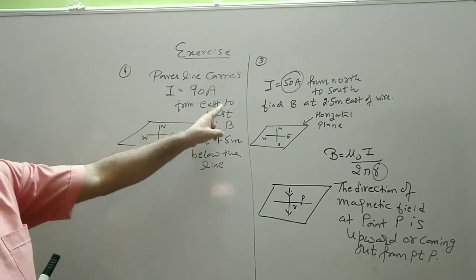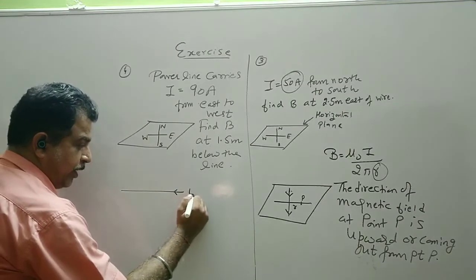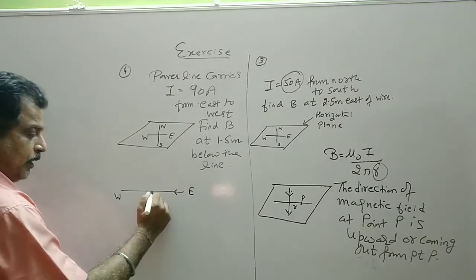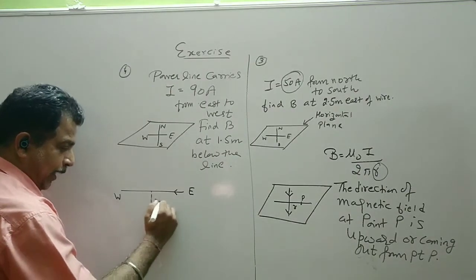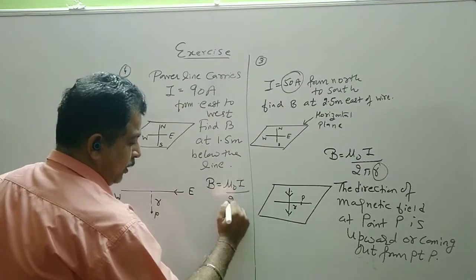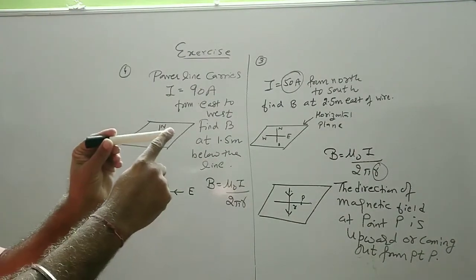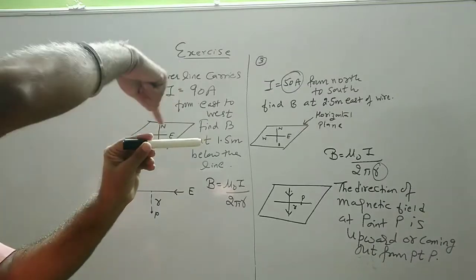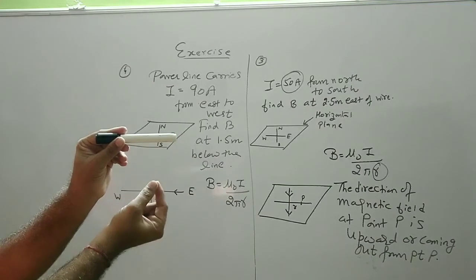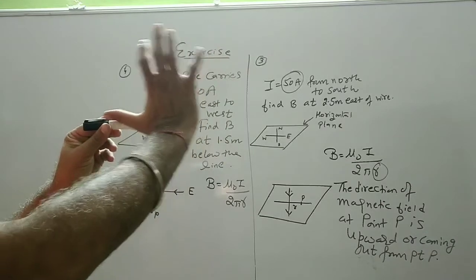The current is flowing now from east to west. So this is the direction of current from east to west. And the point P is below the line, at distance R. So again the magnitude will be mu naught I upon 2 pi R, that is from the Biot-Savart law. So this is east-west, north-south is like this, point is here. So now the point is below this line. Now the current is flowing from east to west.